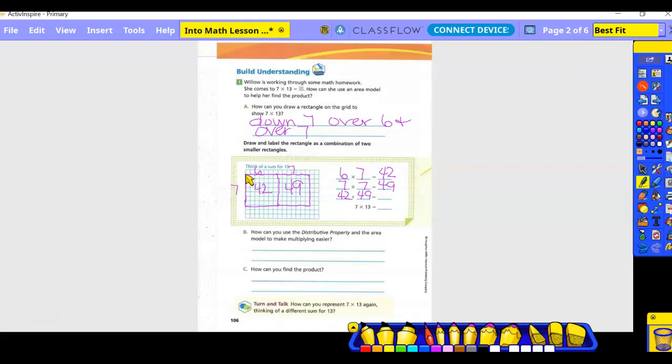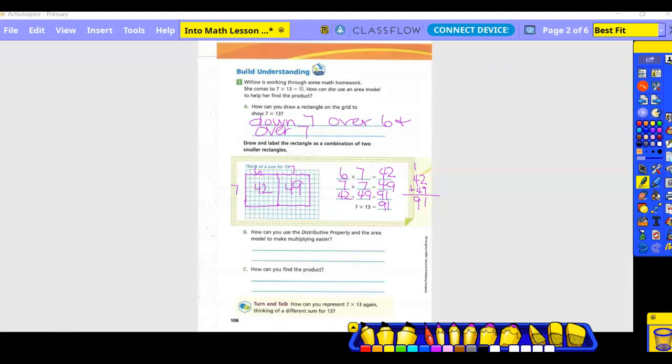If you don't know how to do it this way, I can write it this way, right? If you don't know how to work it horizontally, you can work it vertically. So I'm going to put a 1 here, carry the 1. 4 plus 4 plus 1 is 9, so 91. So 7 times 13 is 91.